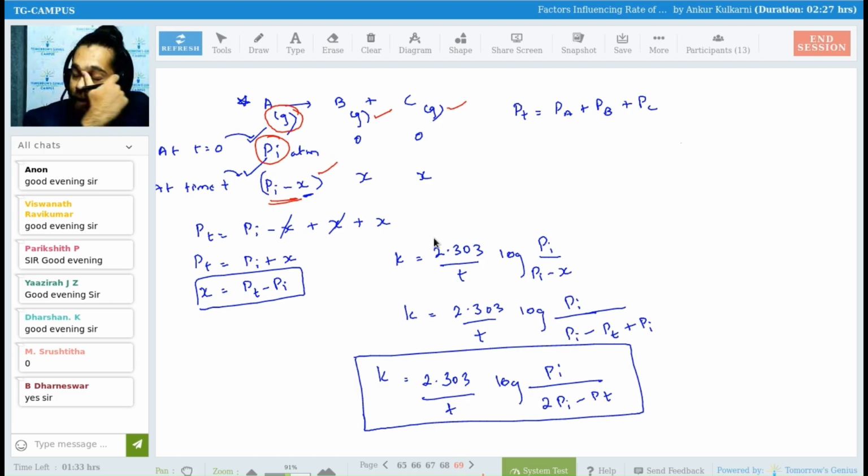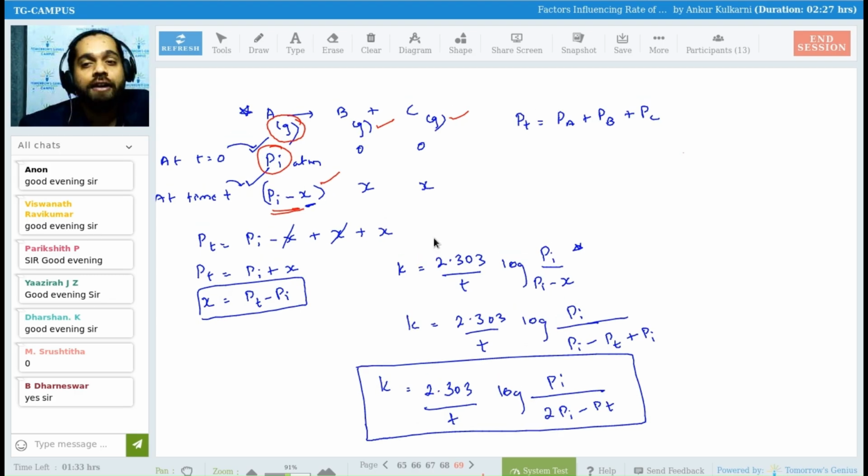Okay. So now look over here, everyone. Those who want me to repeat, Shrutika, look over here. Till over here it is clear, no? Initial over final. What we have got, K is equal to 2.303 over t for the first order. Initial is Pi, final is Pi minus x. Vishwanath, Shrutika, is it clear till this step?